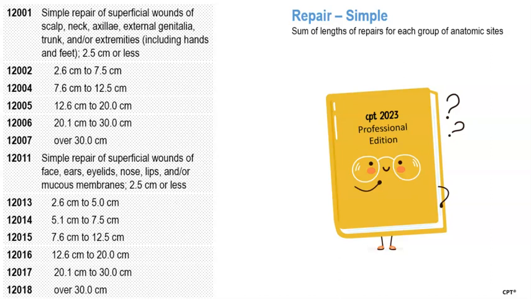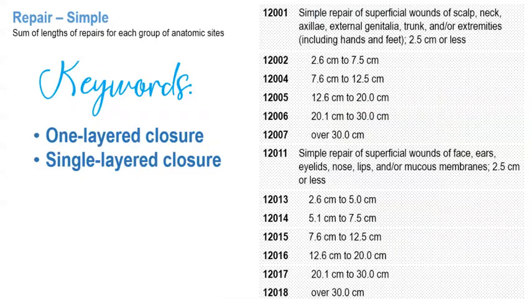Take your CPT book, open it to the main text, and refer to the CPT code or codes that you found in the index. We will discuss the simple repair of superficial wounds. Write the keywords next to the repair simple category.